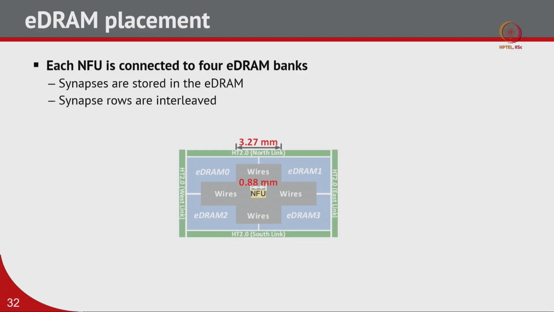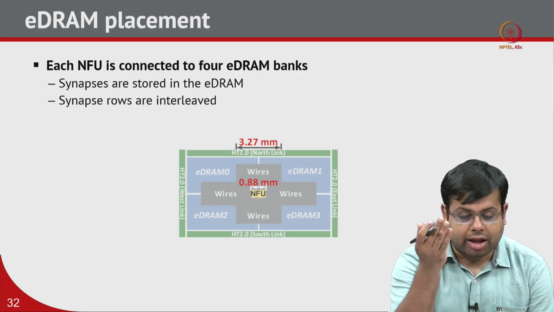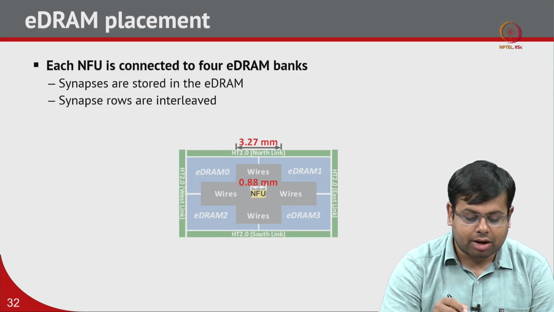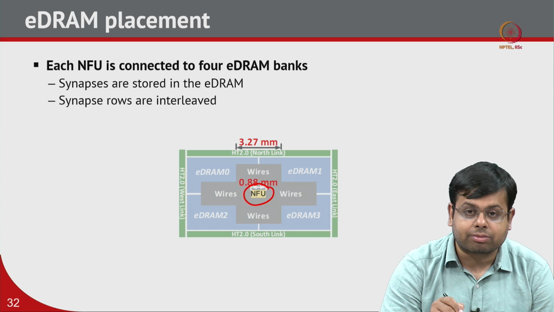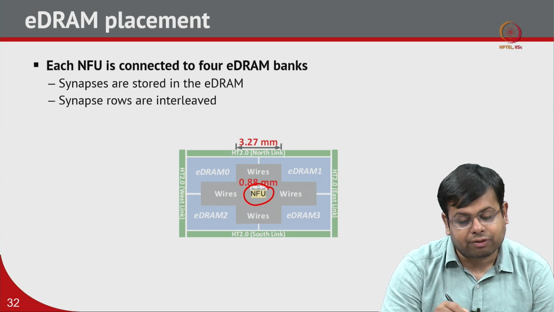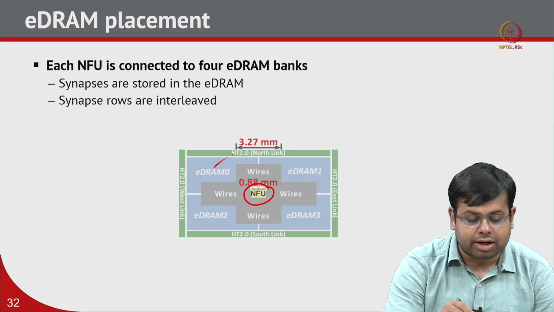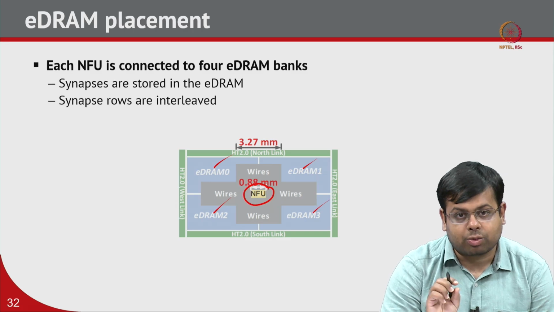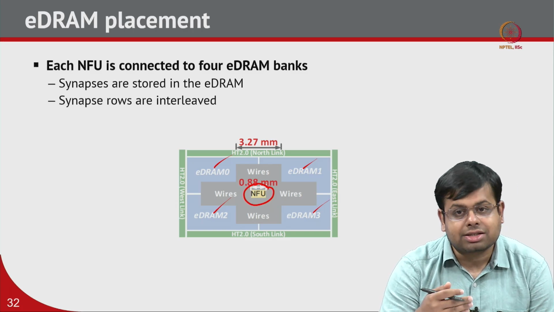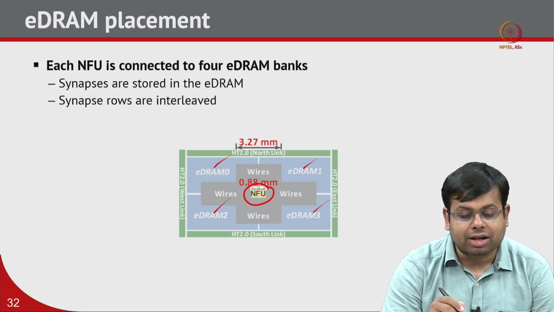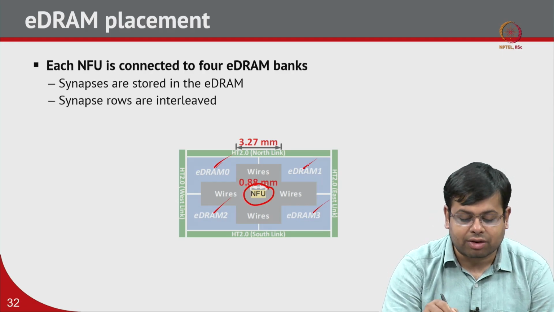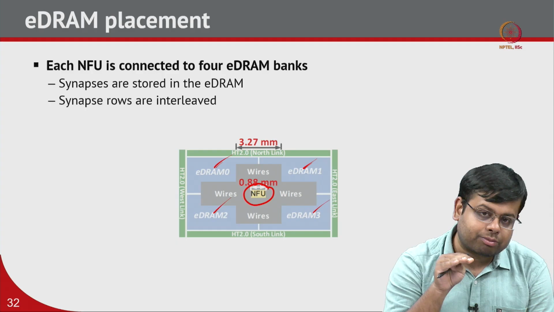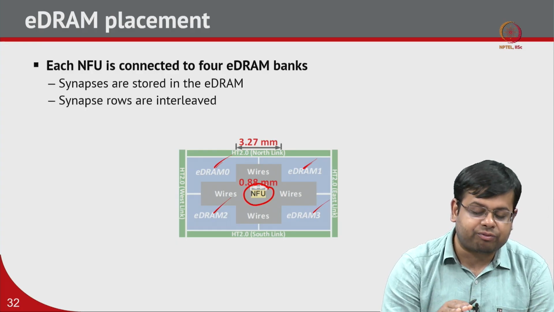Now, let us see the high level architecture of DaDianNao. This particular figure is showing the EDRAM placement. We can see that there is an NFU unit in the center. Each of these NFU units is connected to 4 EDRAM banks. In these EDRAM banks, the synapses, the weight values are stored, and these synapse rows are interleaved, so that we can seamlessly access the synapses from different EDRAM banks. Actually, this is a more granular level structure of the NFU.